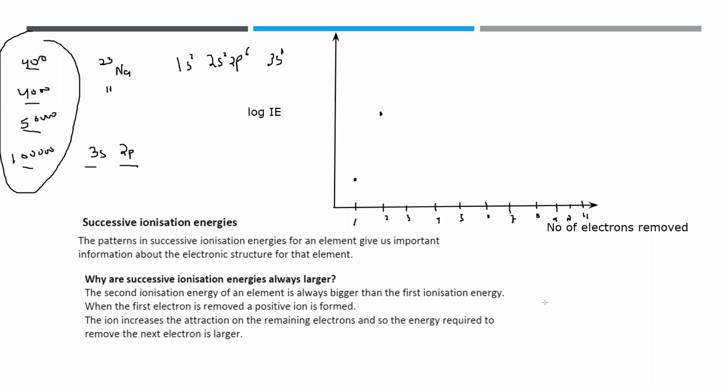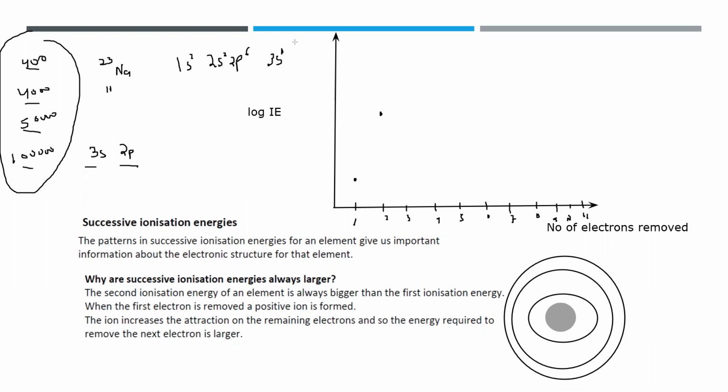from the nucleus of the sodium, which contained 3 shells. The first electron you remove from the third shell, but the second electron is removed from the second shell, which is closer to the nucleus, so it requires a greater amount of energy. So whenever there is a change in the orbital or a shell, there is a greater jump between the ionization energy.